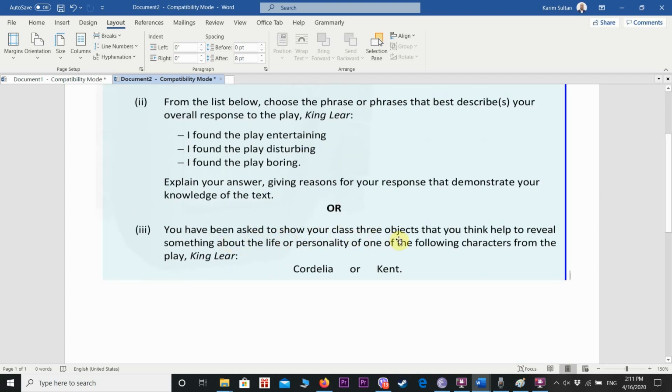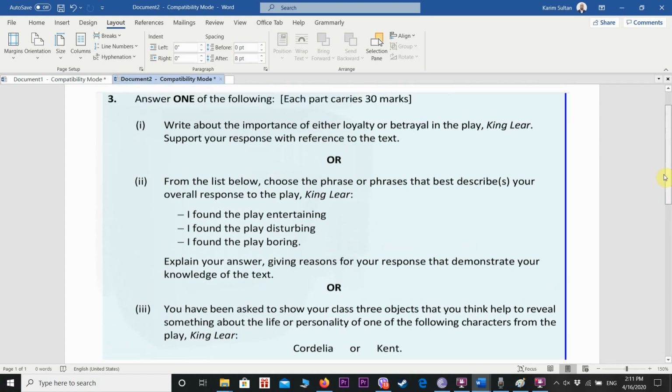You have been asked to show your class 3 objects that you think help to reveal something about the life or personality of one of the following characters from the play King Lear, Cordelia or Kent. I would definitely not choose this one because you'll have to choose 3 objects that symbolize one of these characters, and this is very risky because you can go wrong. I mean, for Kent, I would choose a sword, how he defends the king until the end. The same thing for Cordelia, I would choose, for instance, a flower symbolizing how she falls in love with the prince. But anyway, this is something that's risky, so this is a no-go for you.